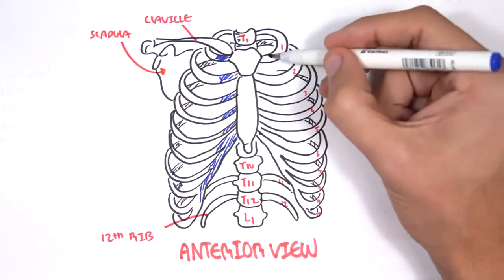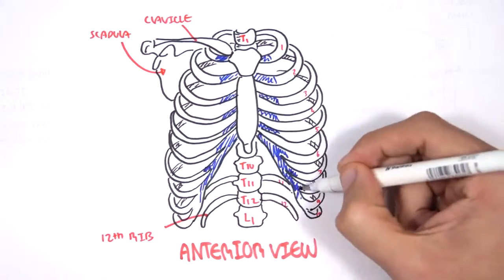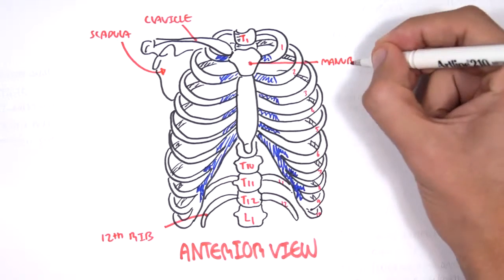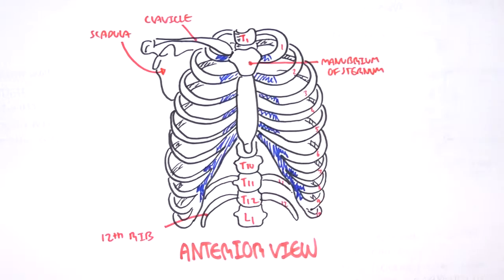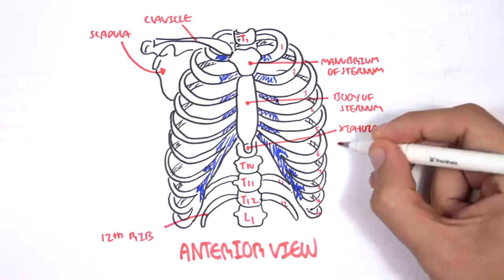Now the ribs originate from the vertebra and connect to the sternum. The ribs actually joining to the sternum form cartilage, allowing for the expansion of the thorax during respiration. The sternum itself forms 3 parts: the manubrium of the sternum, the body of the sternum, and the xiphoid process of the sternum.